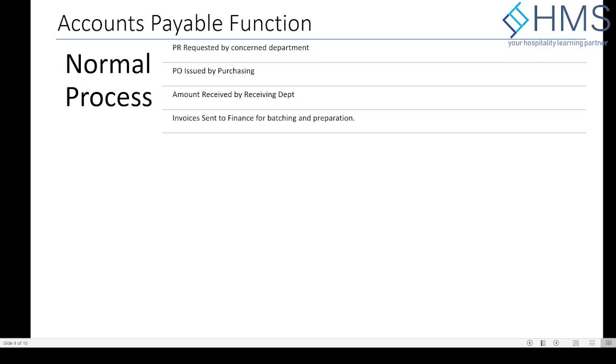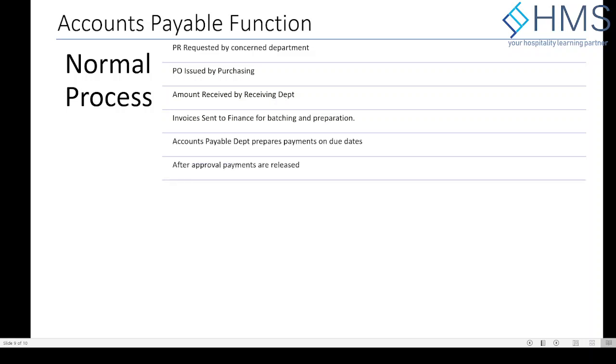For that, usually the financial controller or assistant financial controller who is managing the cash flow would be making the decision: how many invoices do I need to pay this week? So that's the normal process of the accounts payable function. Then they will prepare the checks. Then it will be sent to the FC and GM, and then finally the payments will be released.